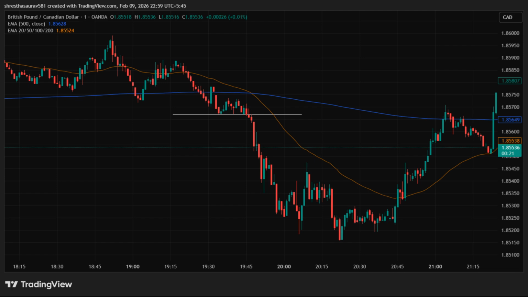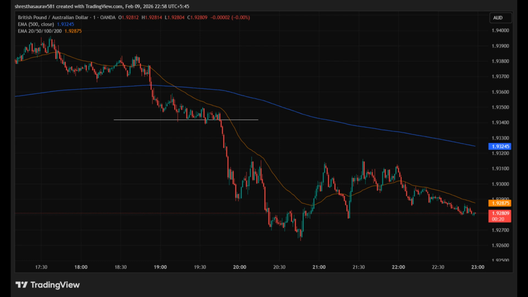Let's begin with a look at the British pound versus the Canadian dollar. Observe the price action and how it interacts with the 500 EMA and the 20/50/100/200 EMAs. Here we analyze the British pound against the Australian dollar. Notice the price movement and its relation to the key exponential moving averages displayed on the chart.